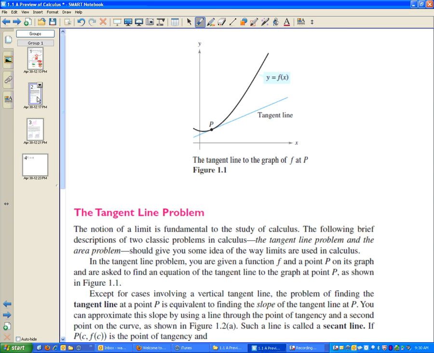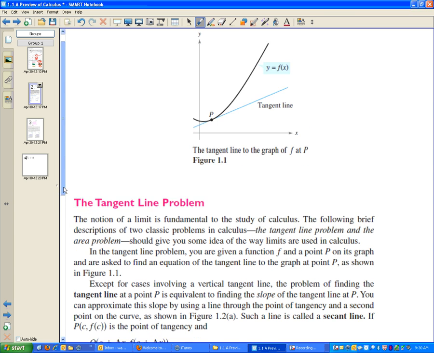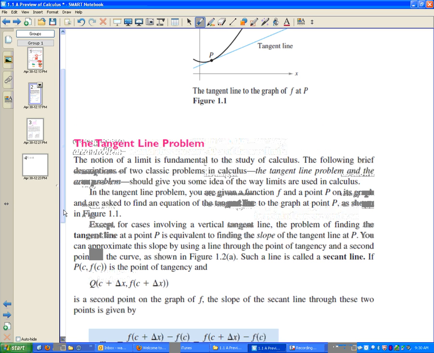So it's a tangent line problem. Take a second to read on page 45 the couple of paragraphs there before they start getting into the mathy stuff about the tangent line problem.